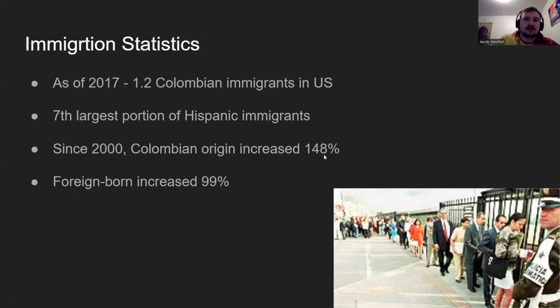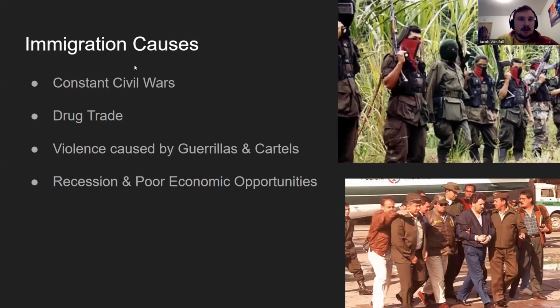So this means that the second, third, fourth generation, mostly second and third generation, of Colombians has increased by a dramatic amount. And then foreign-born, direct immigrants from Colombia, has increased a large amount as well.